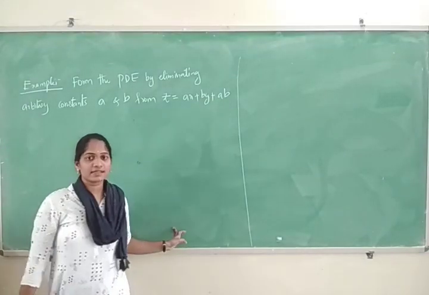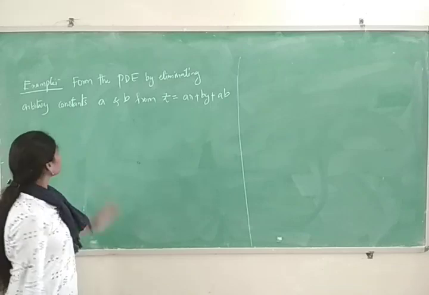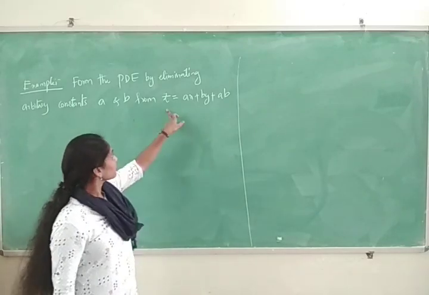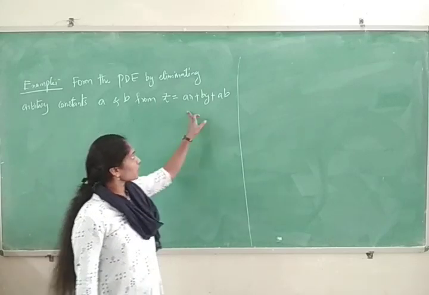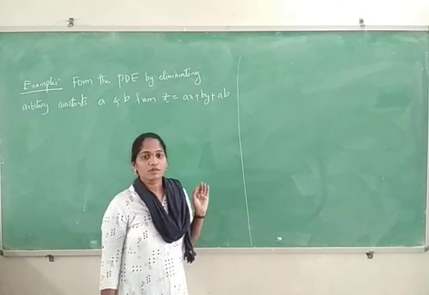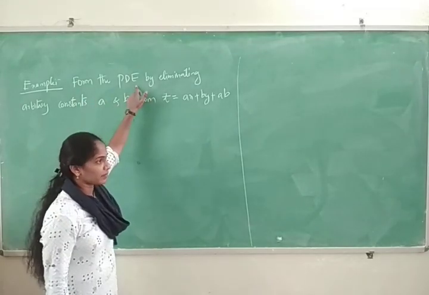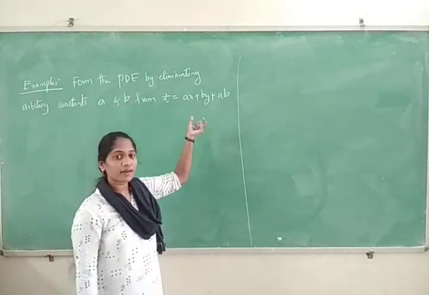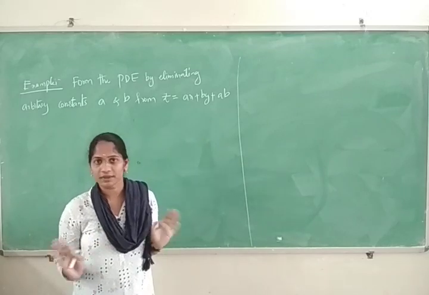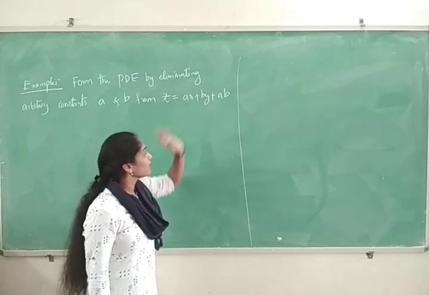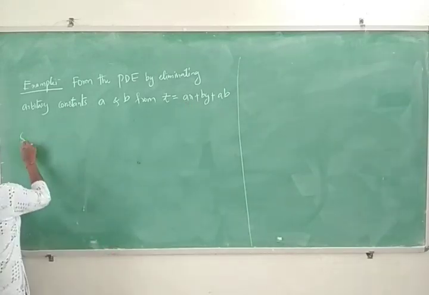See, this is the example problem, just a small example, not the situation. The given equation is z is equals to ax plus by plus ab. What you have to do is convert it into a partial differential equation. How? Simple: you have to eliminate the arbitrary constants. How many arbitrary constants are there here? a and b.